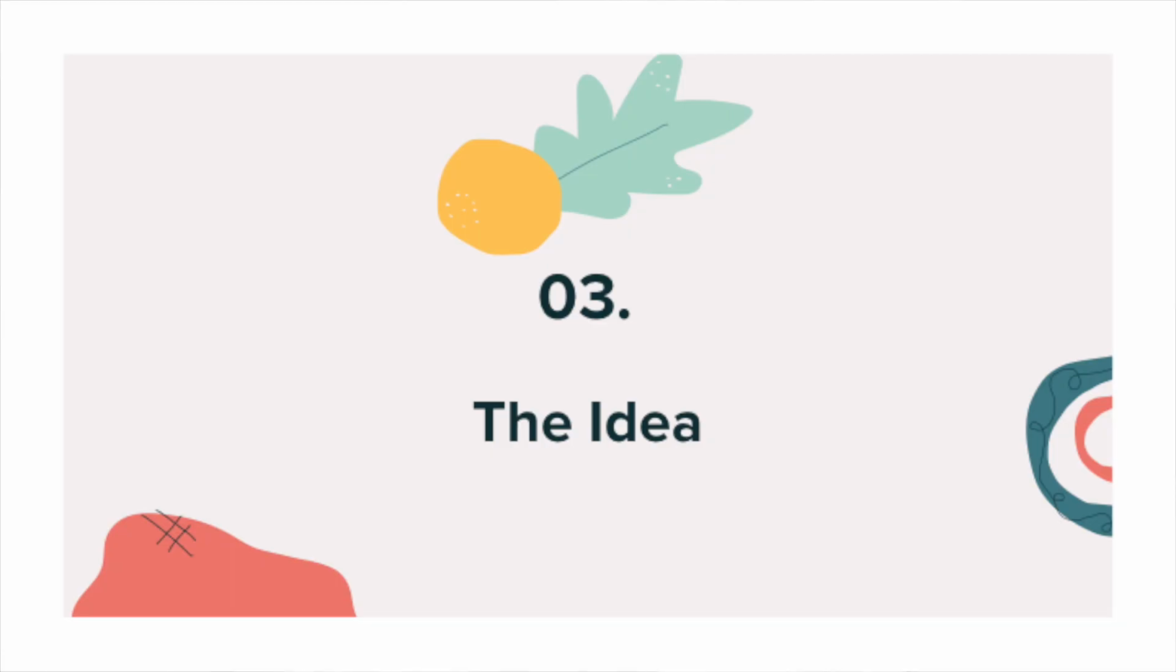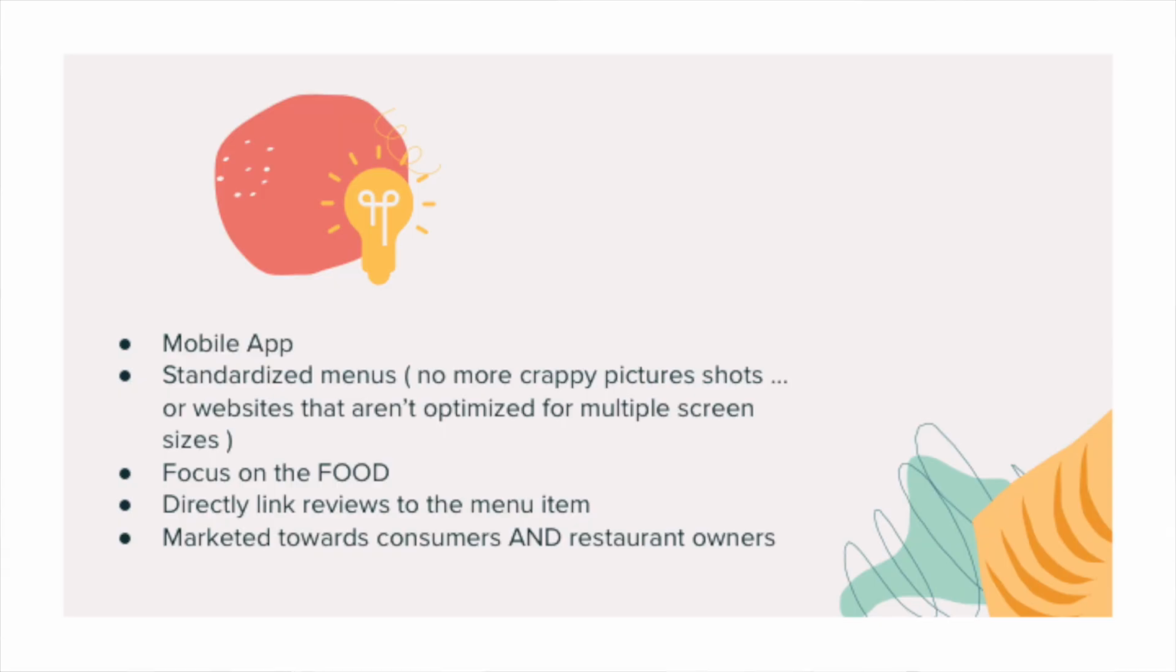I don't want to read this whole thing, especially if you're looking for a review on a specific dish. That's kind of hard to find unless you use the search option, but that's just too much work for me. I'm lazy like that. That leads me to my idea. The idea is that the app itself will be built with a standardized menu.